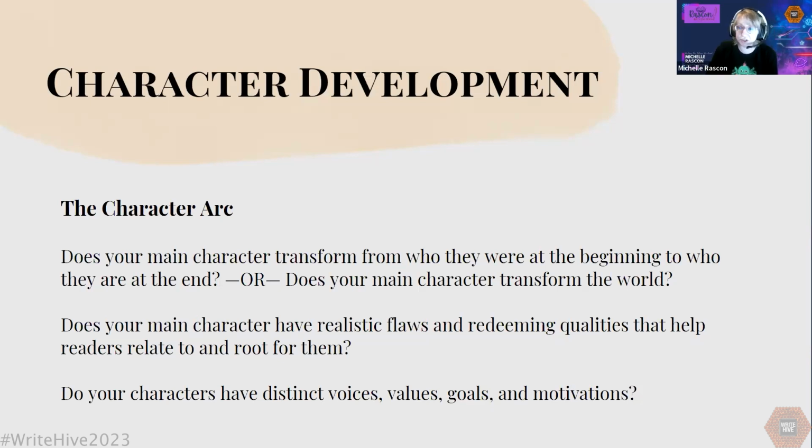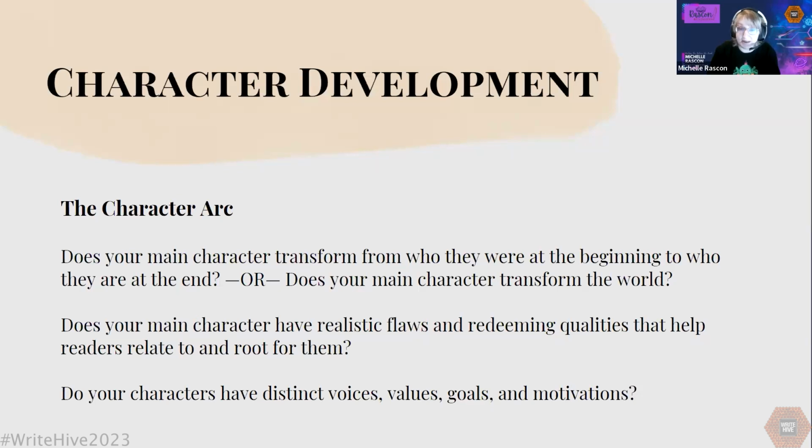The next part is, do your characters have distinct voices, values, goals, and motivations? So a distinct voice just means, are they their own person, or does every character sound the same? Is the main character different from their sidekick or their villain? Are their values different? Even if some people have the same values, we all kind of have different values within those values. I hope that makes sense. Everyone is different, is what I'm trying to say. And that's what you need to model your characters after. No one person is the same. We are all unique. So your character should be unique in how they speak and what they believe in.